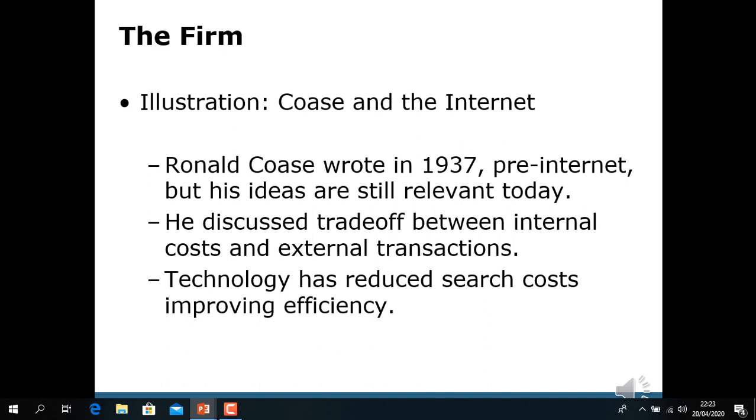This trade-off will incur an opportunity cost. In the case of Coase and the Internet, there is a trade-off between internal costs and external costs, where the manager of the company must choose between two choices, whether to pay for internal activities or costs for external. In the case, finally, it was found that technology can be the solution in doing cost efficiency.